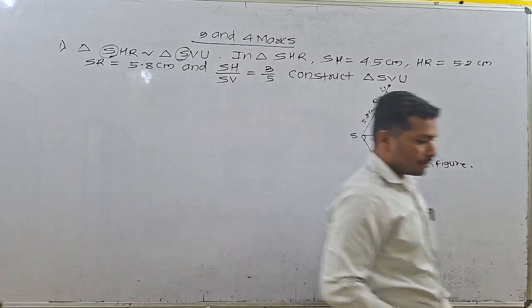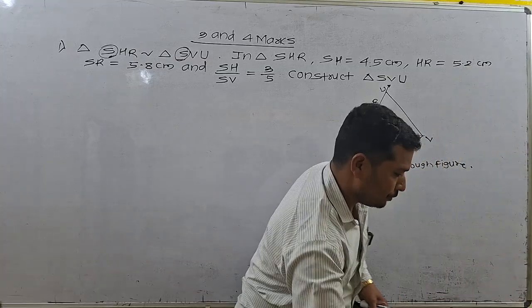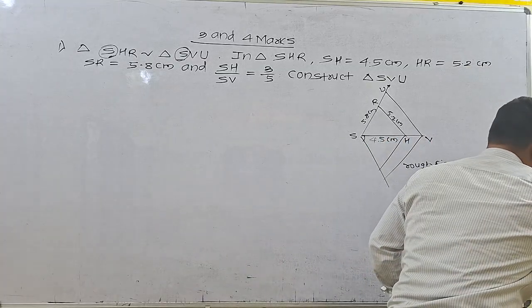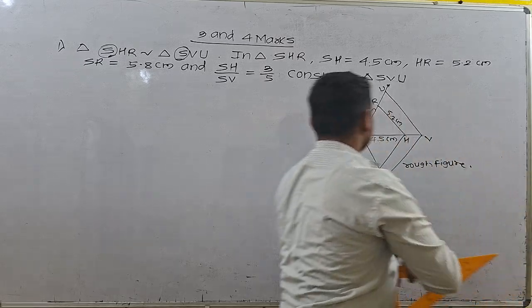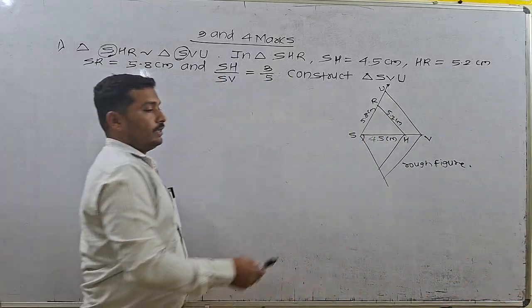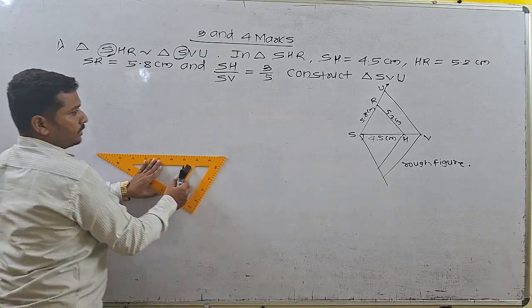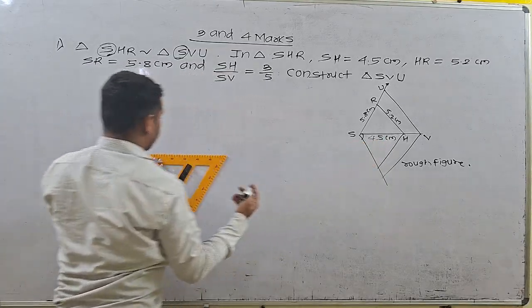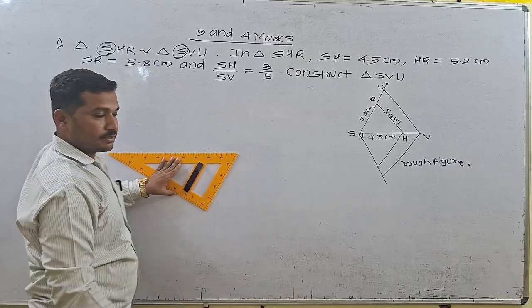Okay. First, using the compass. Now we are using the compass, then find your answer. Now look here. First draw SH. SH is 4.5 centimeter. We try to solve step by step.